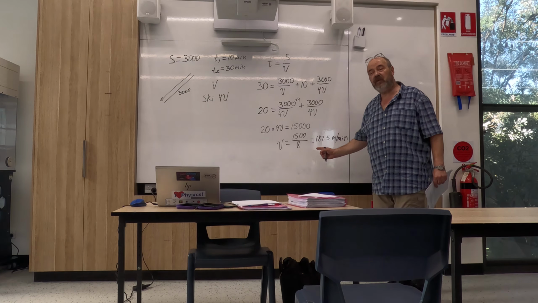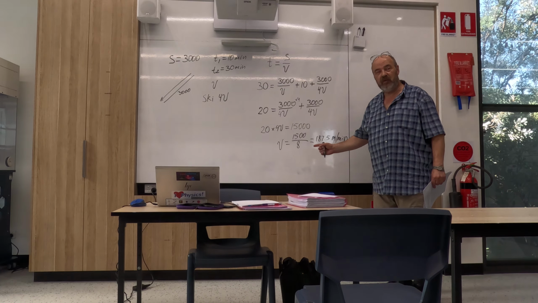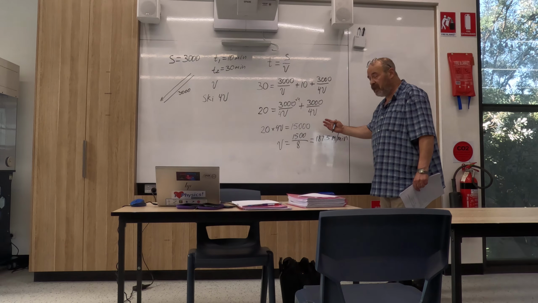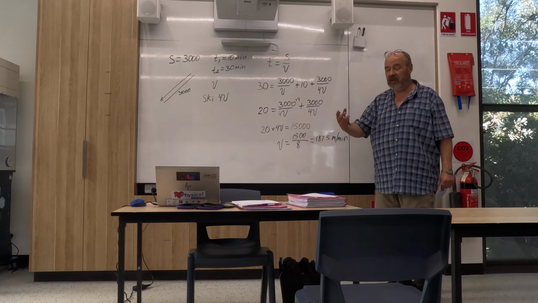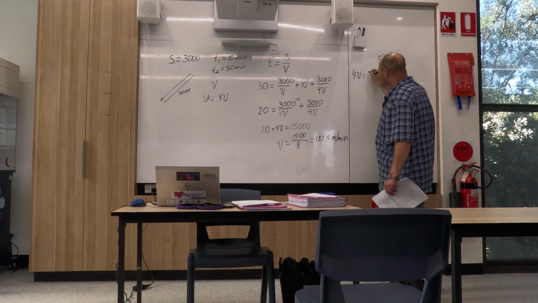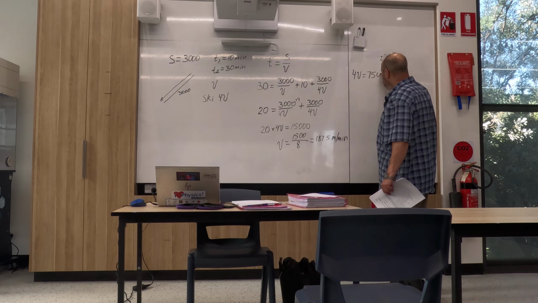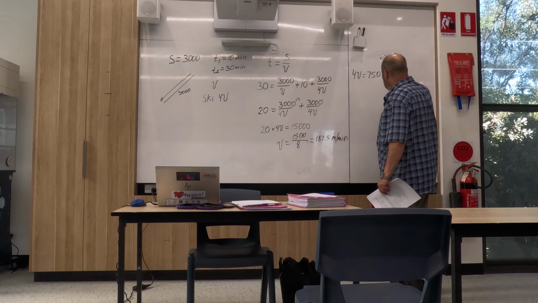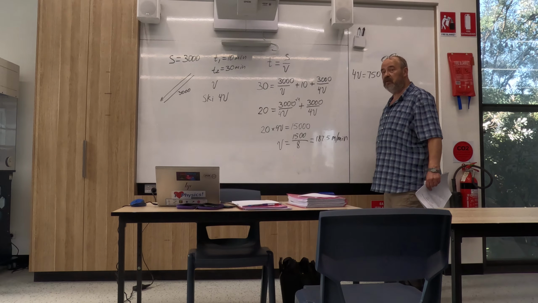And have we answered the question? No, because even if we did it all correctly, the question asked what is his speed of skiing. So the final answer will be 4 times v, which will be equal to 750 meters per minute.